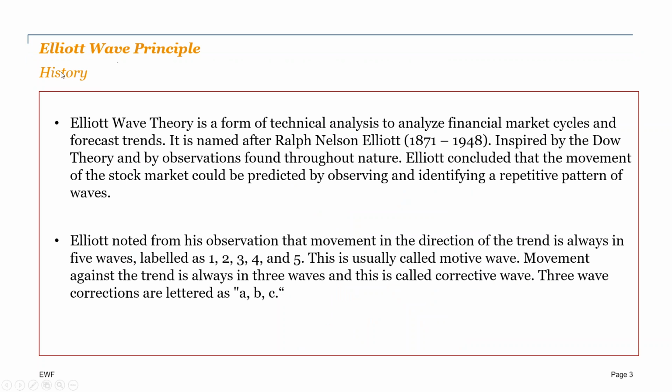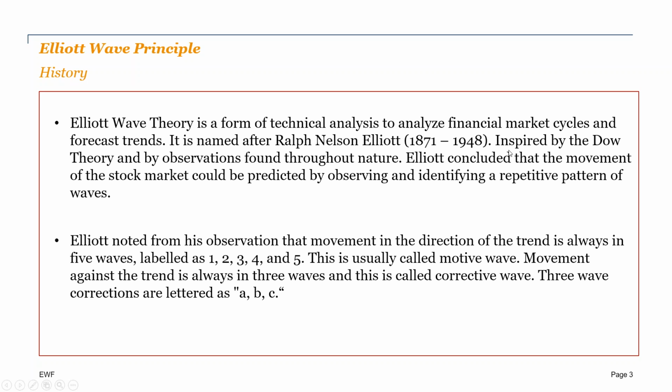Okay, so a little bit of history here. Elliott Wave theory is a form of technical analysis to analyze financial market cycles and forecast the trends. It is named after Ralph Nelson Elliott, who lived from 1871 to 1948, and he was inspired by the Dow theory. The Dow theory is also a theory based on cycles, basically the theory before the Elliott Wave theory, right? So the Dow theory is the basis of the Elliott Wave theory. I mean, Elliott later on made it a little bit better, based on the Dow theory.